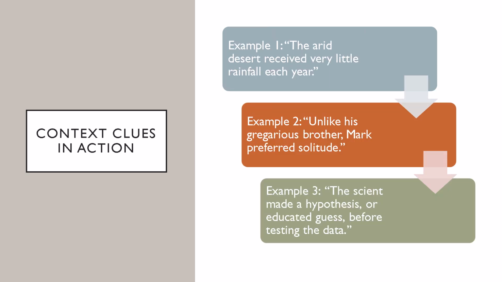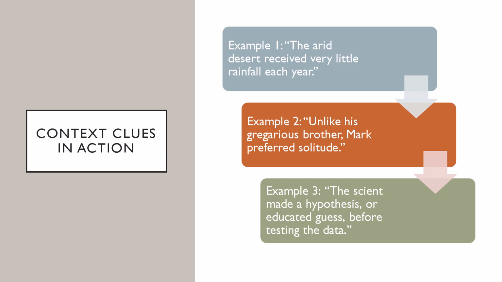So let's look at some of these context clues in action. Example 1: the arid desert received very little rainfall. The words very little rainfall define arid, so that's a definition clue. In example 2, they said, unlike his gregarious brother, Mark preferred solitude. The contrast between gregarious and solitude gives us a contrast clue. Gregarious must mean sociable or outgoing because it's the opposite of solitude.